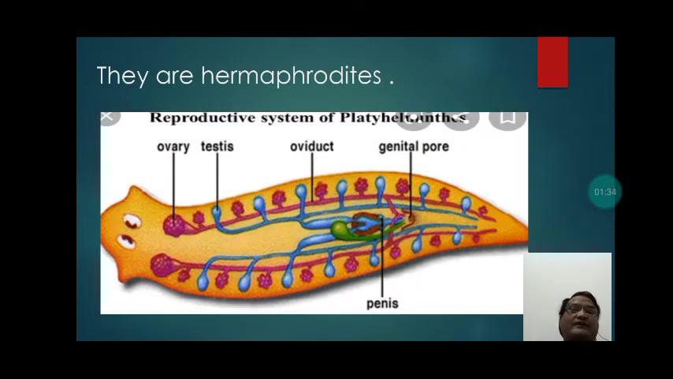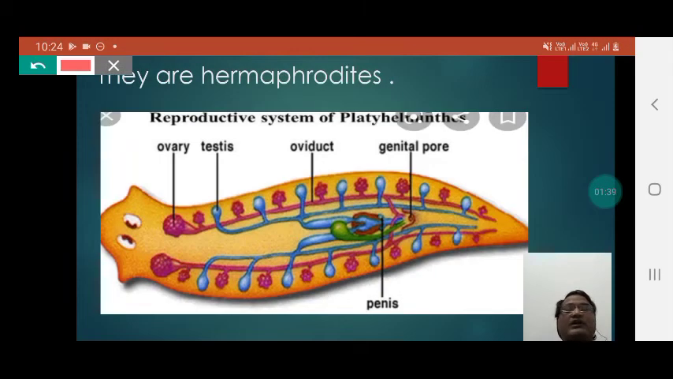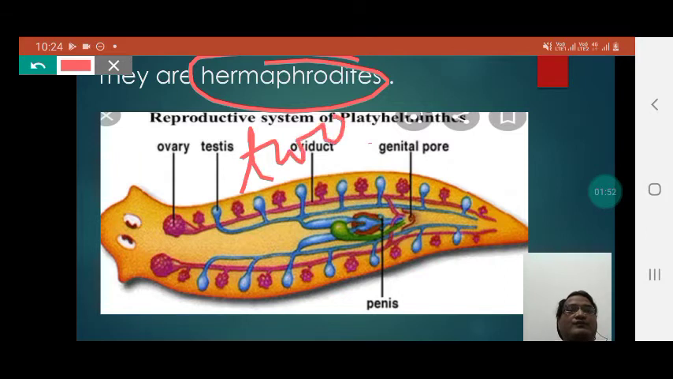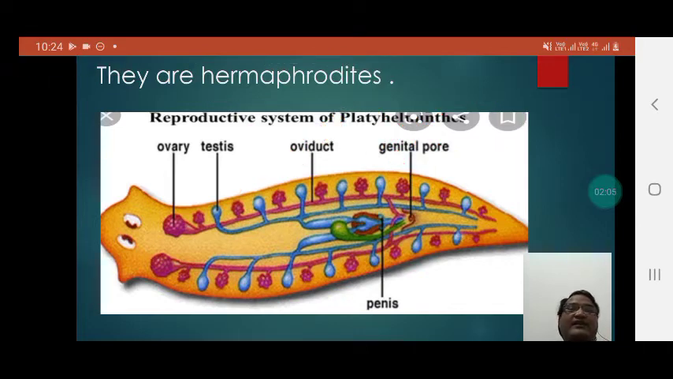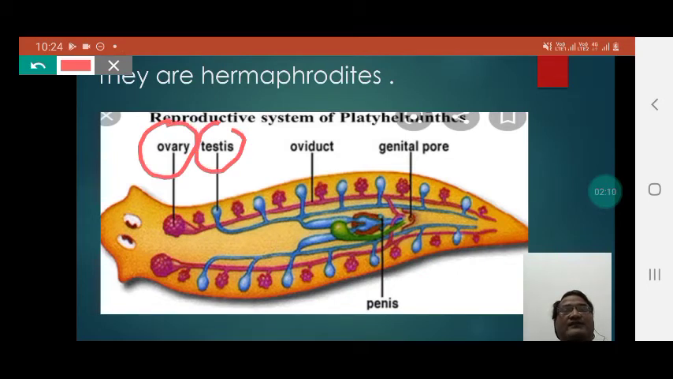They are hermaphrodites. Another most important feature of platyhelminth is that they are basically hermaphrodites, that is, having two sexes in one. We can understand the concept of hermaphrodite with the help of this picture, where we can easily notice the presence of ovary and even testis.